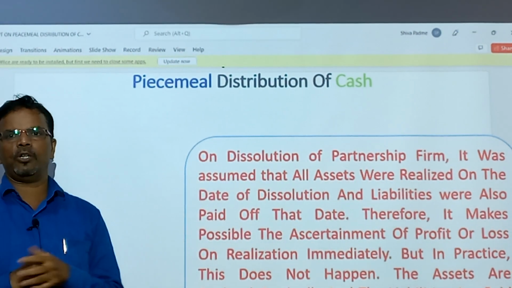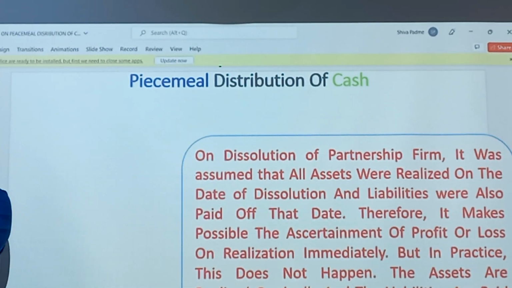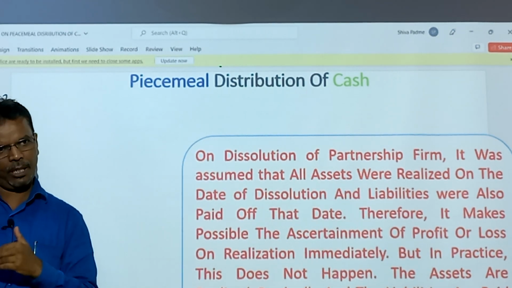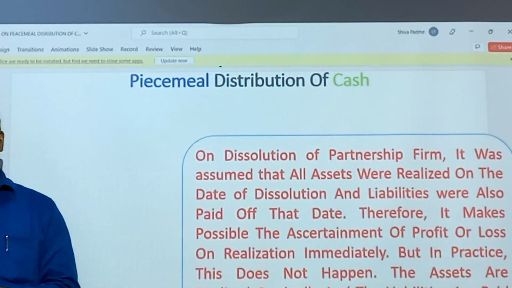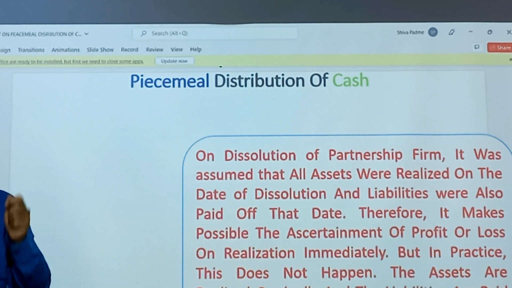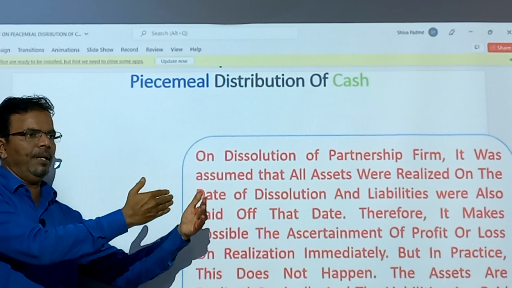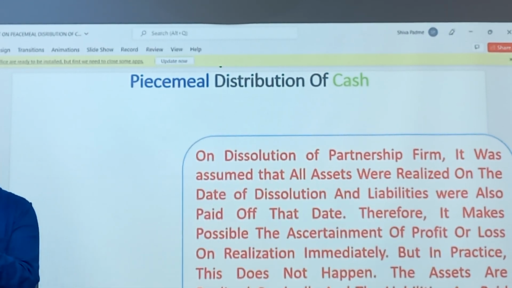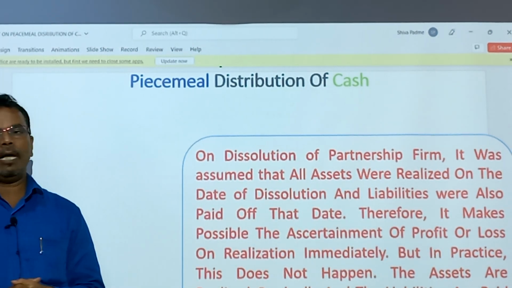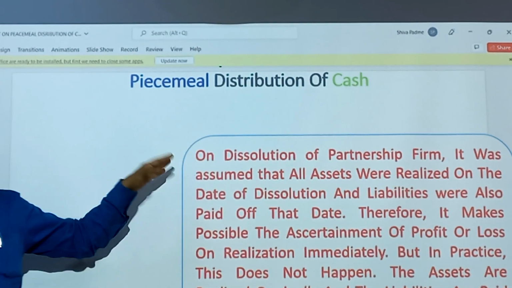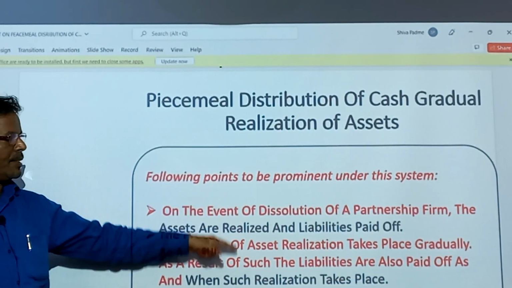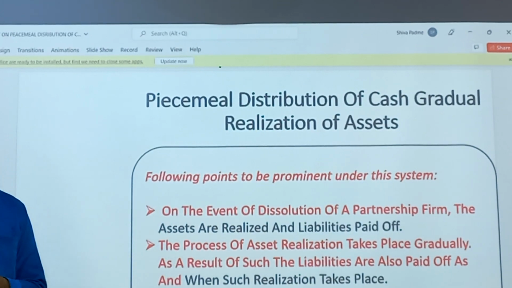So in piecemeal distribution of cash, we will sell the asset gradually. Gradual means step by step. We receive the cash step by step and we pay the liability step by step. So in short, we can say that as and when we realize the asset, we pay the liability, and this process is known as statement of distribution of cash. जैसे जैसे पैसे आएगा वैसे वैसे हम लोग liability payment करने वाले हैं, and that process is known as piecemeal distribution of cash.